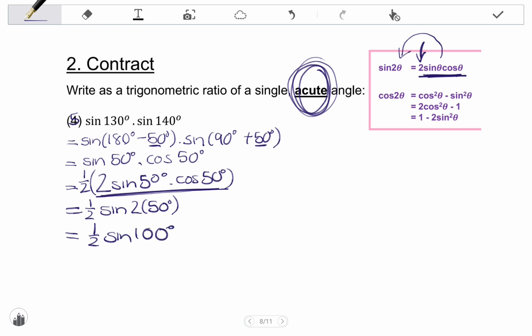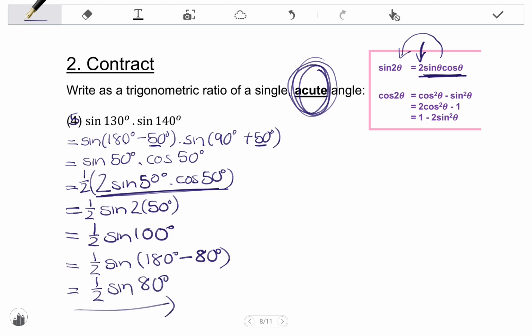Okay, now the instructions said write as a trig ratio of a single acute angle. Now, an acute angle is an angle that's less than 90 degrees. This is not an acute angle, so I have to reduce it. So I have a half times sine. I can rewrite 100 as 180 degrees minus 80. Okay, so that would then reduce to sine 80 degrees. So my final answer is a half sine 80 degrees.